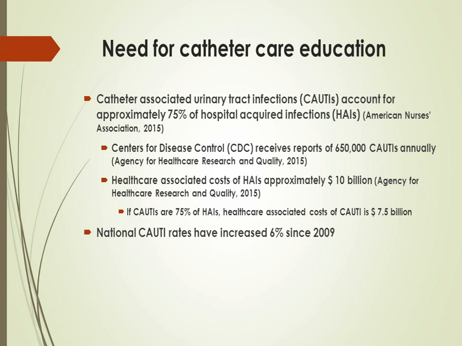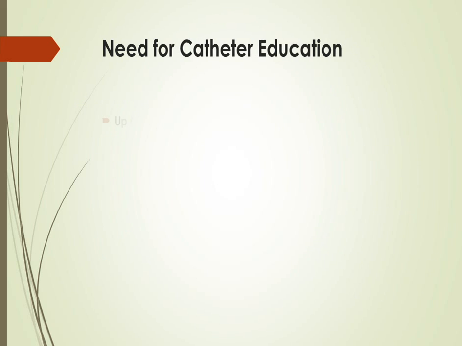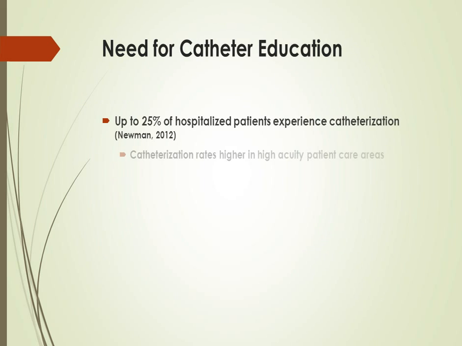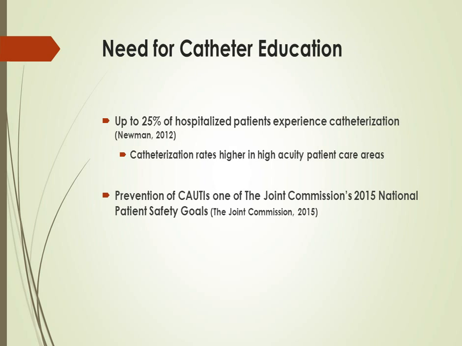According to most recent data, national CAUTI rates have increased 6% since 2009. Unfortunately, this problem is worse in the state of Georgia. Georgia CAUTI rates are 36% higher than national rates. About 1 in 4 patients experience catheterization during their hospital stay. In other words, a very large number of patients are at an increased risk for an all too common and very expensive healthcare-associated infection.